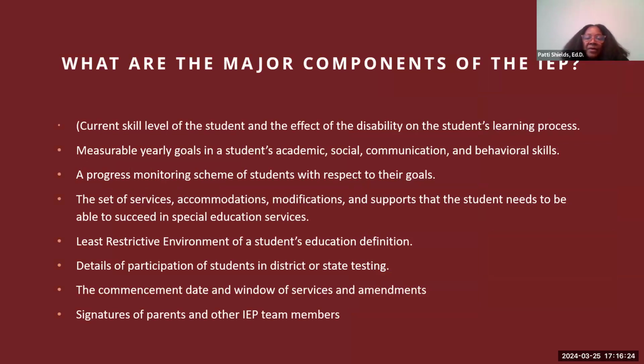More on what the components of the IEP are. They are the current skill level of the child and the effect of the disability on the child's learning process. You must have measurable yearly goals in a student's academic, social, communication, and behavioral skills. A progress monitoring scheme for the student with respect to their goals. So you must have some type of way to monitor the progress the student is making. And the set of services, accommodations, modifications, and supports that the student needs to be successful.